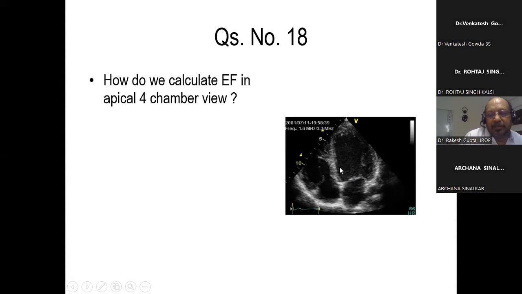The same thing is repeated at end systole, so it will give you the end systolic volume. End diastolic minus end systolic, divided by end diastolic volume, will give you the ejection fraction. Is that clear?